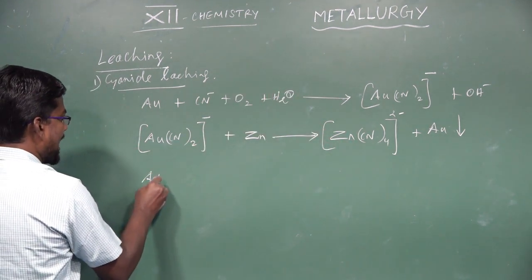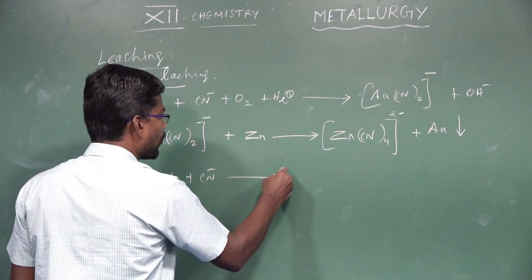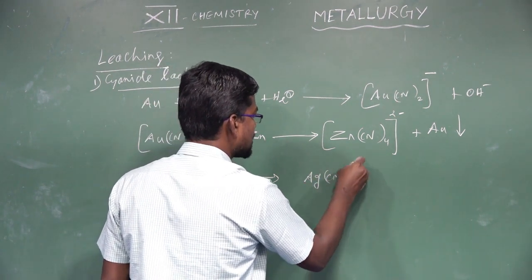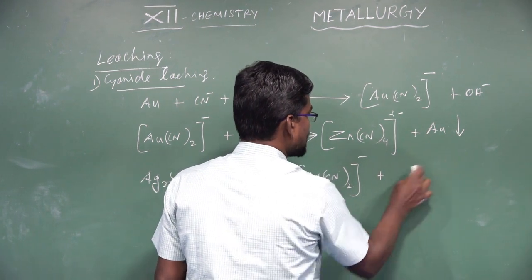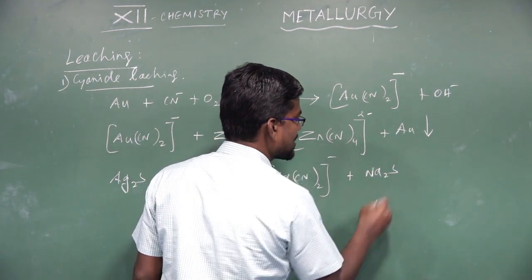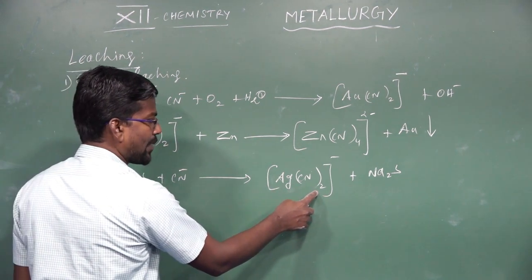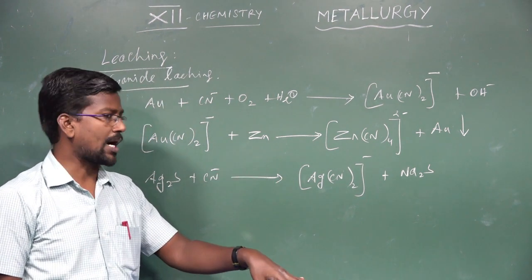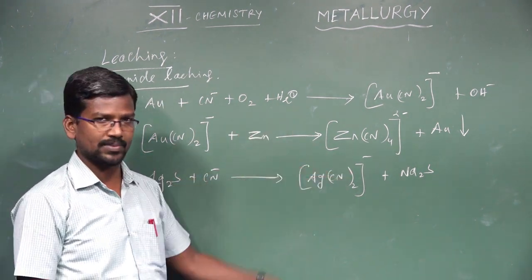Silver sulfide, Ag2S, is treated with CN minus to form Ag(CN)2 minus plus what? Sodium sulfide, Na2S, is removed. It is the argentocyanide complex compound. It is the aurocyanide complex compound.